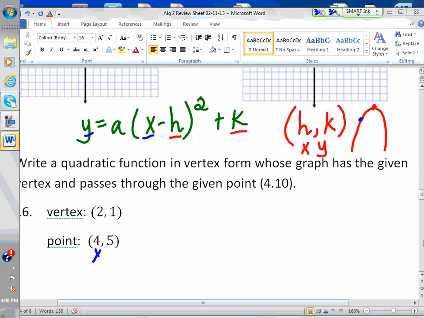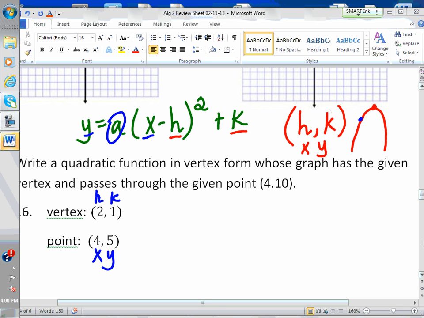I like to label the point xy and the vertex hk to help guide me as I plug information in. So then, essentially, you're finding a. That's all you're doing. You're just plugging in h, k, x, and y to find a. So let's do that for some of these problems.